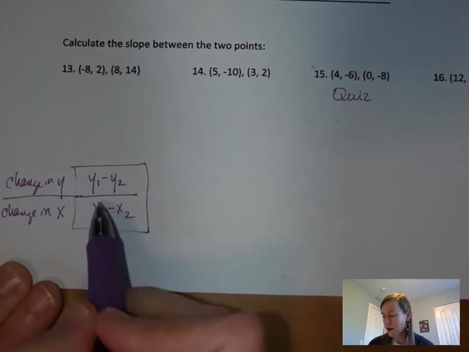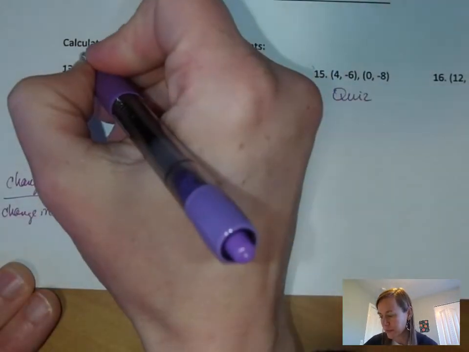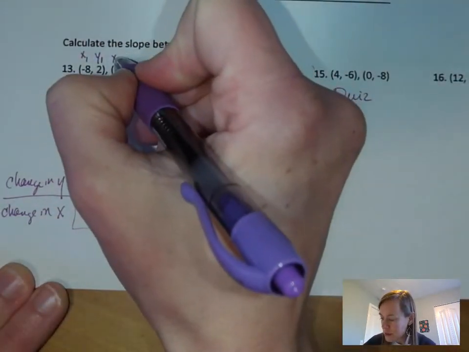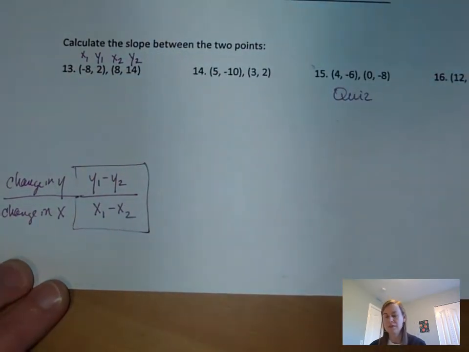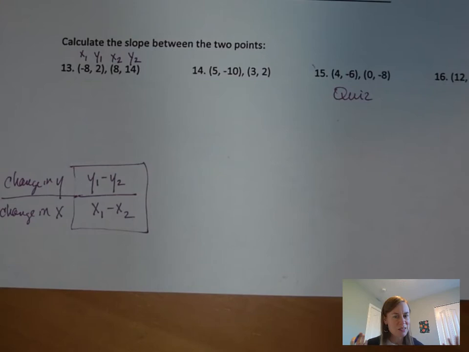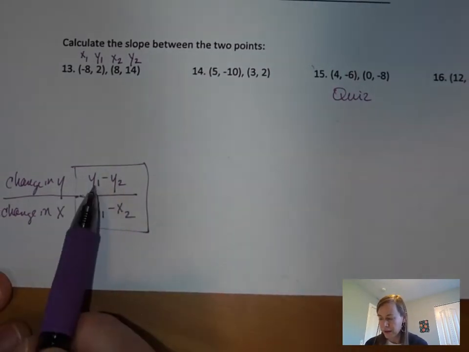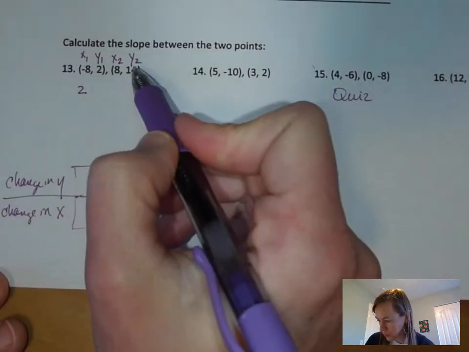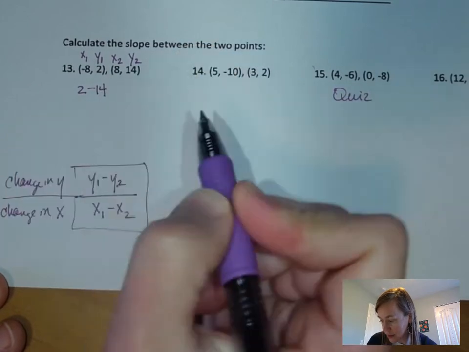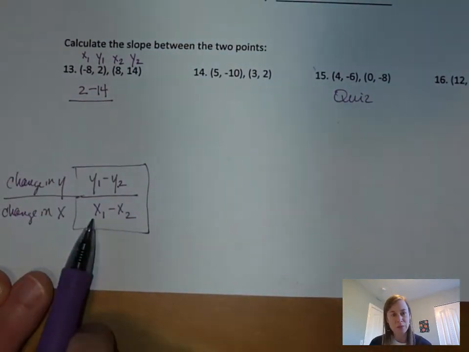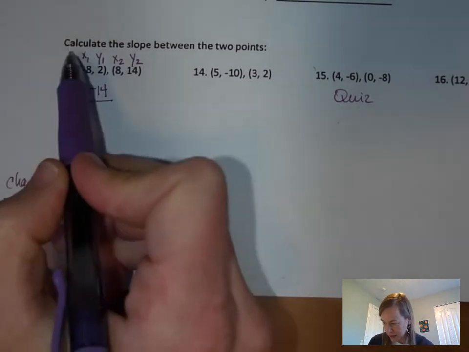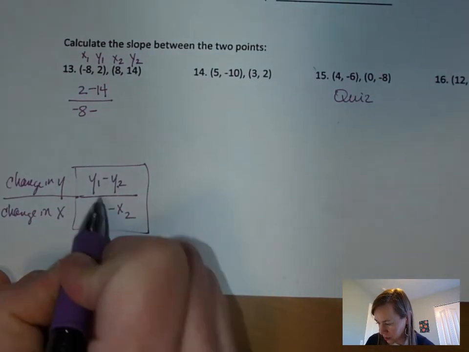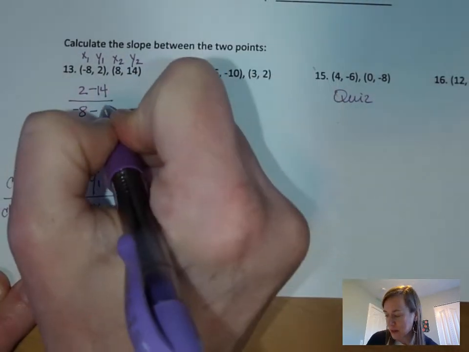Okay, so where are all these x1s, y1s, etc.? Let's label them. x1 here, y1 here, x2 is here, and y2 is there. Okay, so now let's just plug into our formula and see what we get. So we need y1, that's 2, minus y2, that's 14. So I'm going to write minus 14. And that is going to go over x1 minus x2. So where's x1? Looks like it's negative 8. And we're going to go minus x2, which is positive 8.